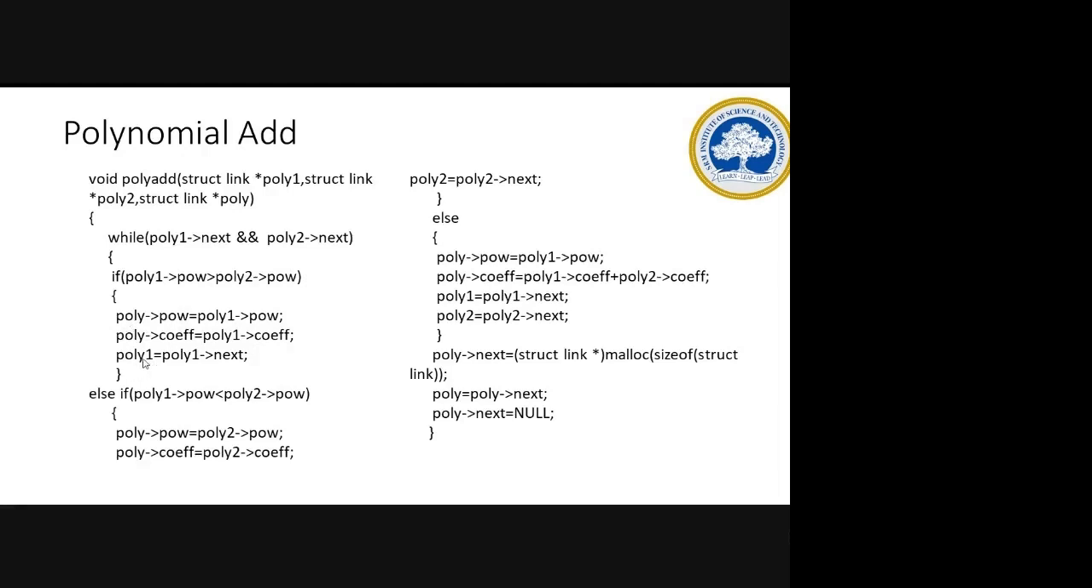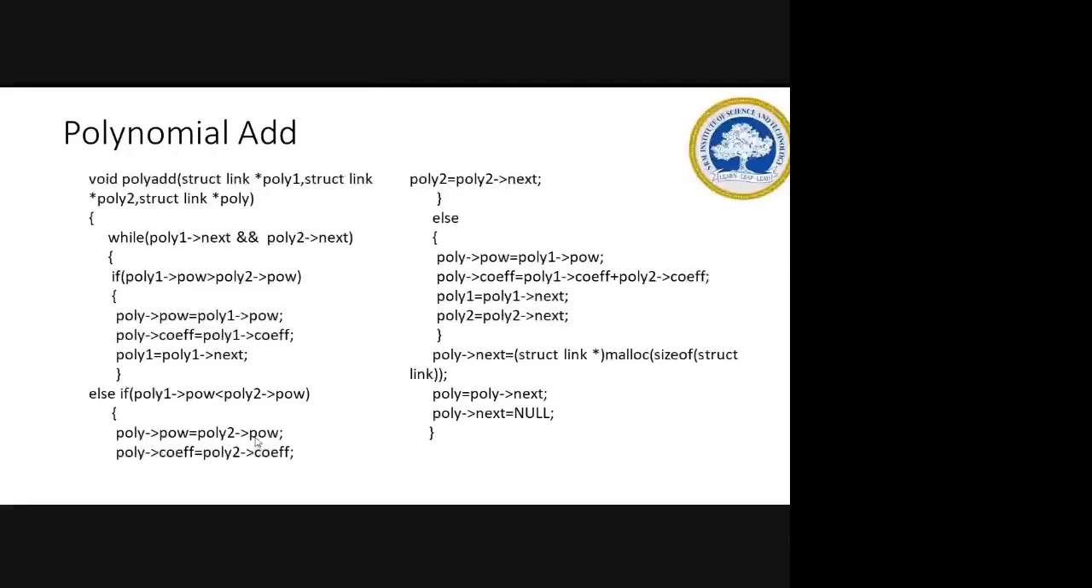Then it is moving. Now poly 1 is moving to the next expression. Then, if expression 2 is having the higher power, you know that expression 2's coefficient and power have to be copied, and expression 2 will now move to the next variable. Now both are false.